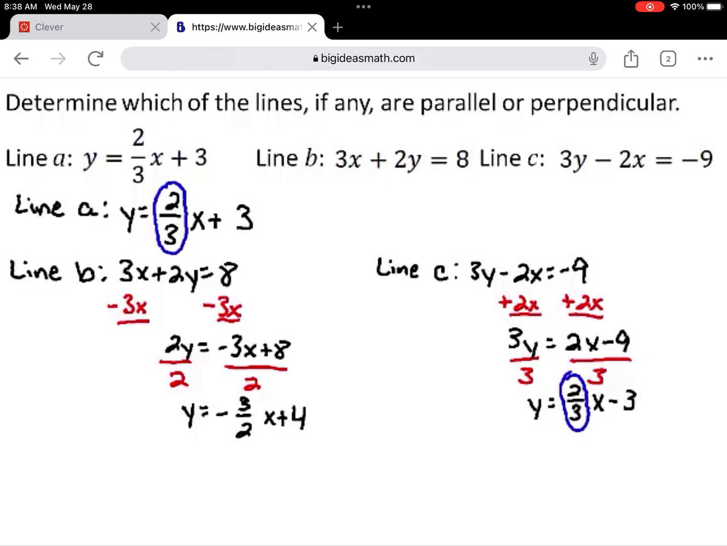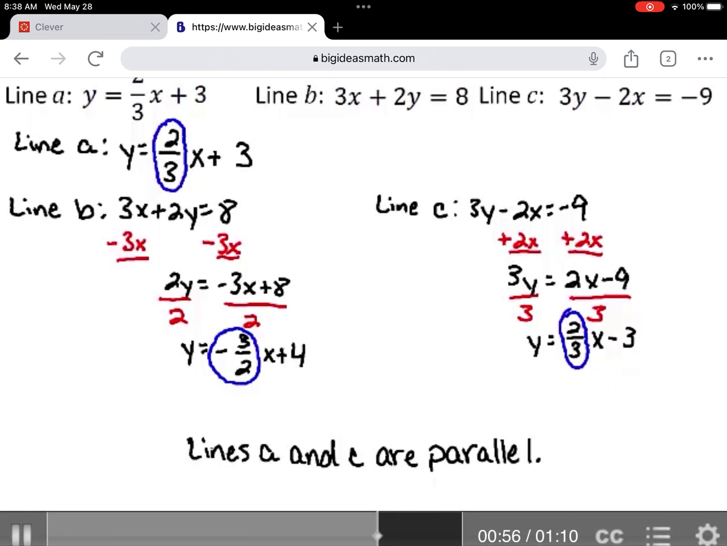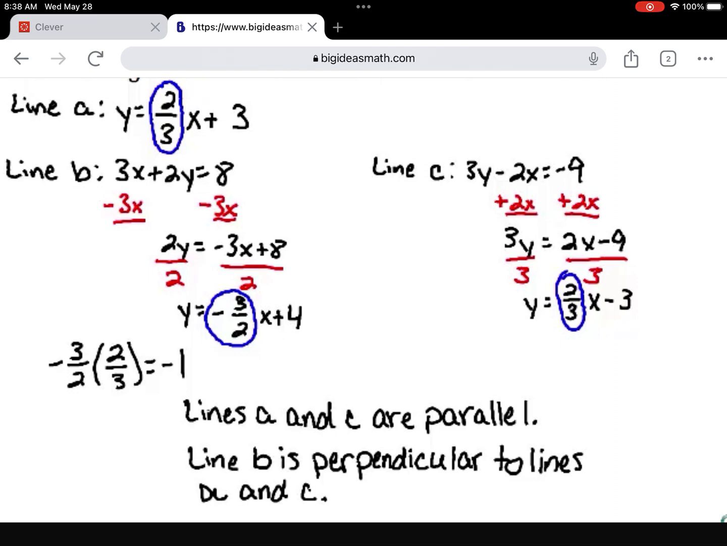Lines A and C have a slope of 2/3, so they are parallel. Line B has a slope of negative 3 halves. Negative 3 halves times 2/3 equals negative 1, so negative 3 halves is the negative reciprocal of 2/3. This means line B is perpendicular to lines A and C.